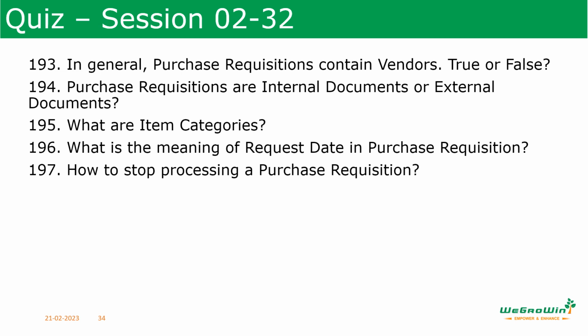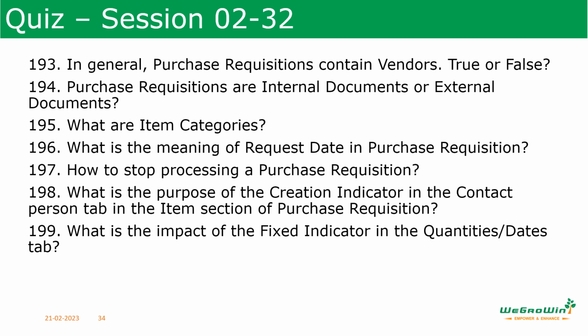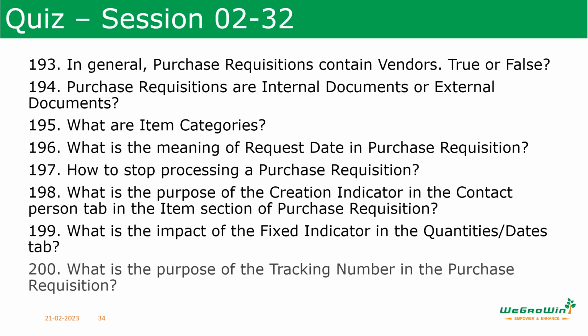How to stop it? What is the purpose of the creation indicator in the contact person tab in the item section of purchase requisition? What is the impact of the fixed indicator in the quantities and dates tab? What is the purpose of the tracking number in the purchase requisition? We'll see the answers for these quiz questions in the next session.